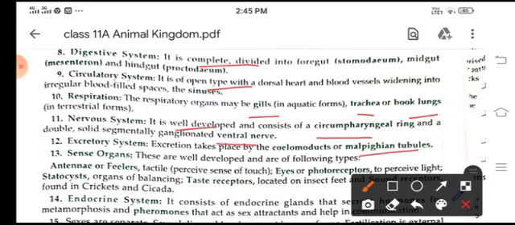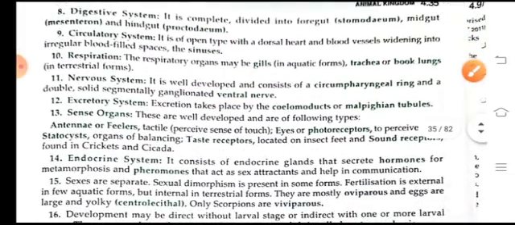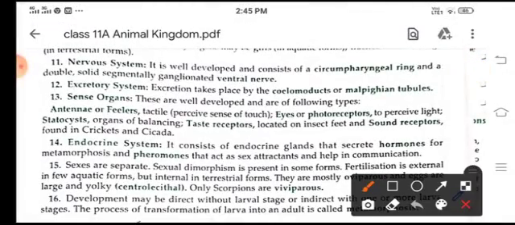Now sense organs, they have well developed sense organs like antennae or feelers, tactile organs, eyes or photoreceptors to perceive light, statocysts or organs of balancing, taste receptors which are located on insect feet, and sound receptors which are found in crickets and cicadas. Now the endocrine system is also present, and the endocrine glands secrete hormones, and these hormones help in metamorphosis, and pheromones act as sex attractants and help in communication.